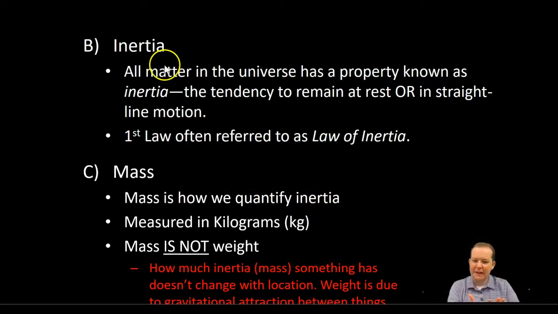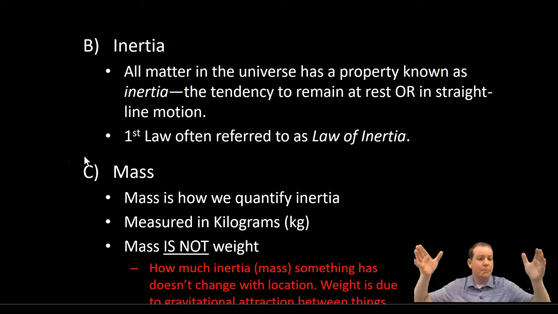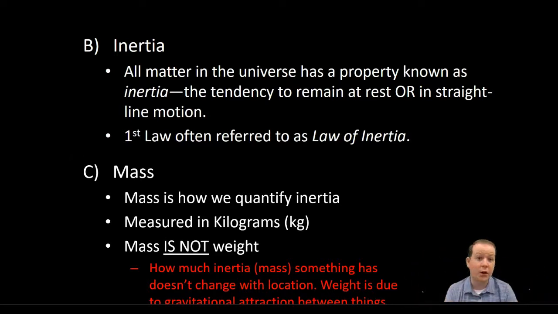Just like we have this kind of vague thing known as distance, how do we quantify distance in this class? By maybe measuring in meters or centimeters or kilometers. Mass, something that we're going to measure in kilograms, that's how we quantify, that's how we measure inertia. Things with more mass, like a train, have more inertia. It's very difficult to stop a moving train because it has a lot of mass. It has a lot of inertia, a lot of tendency to remain moving.